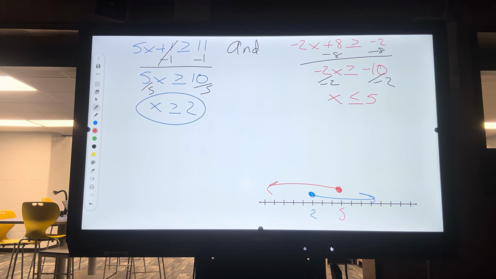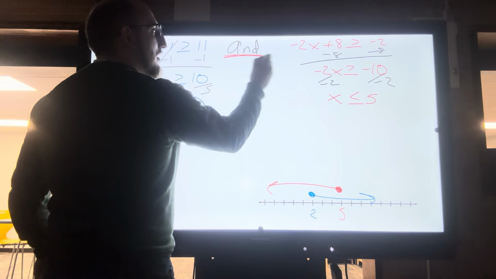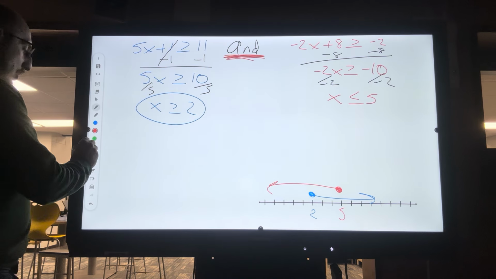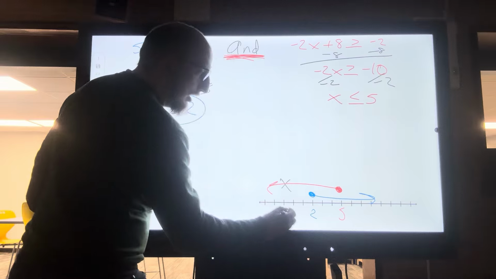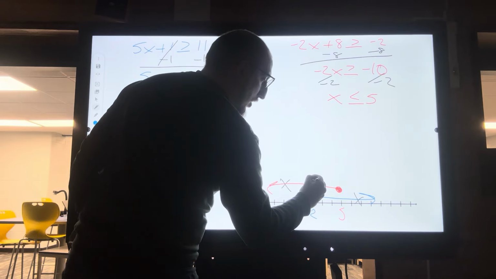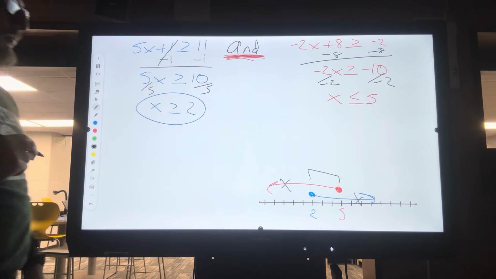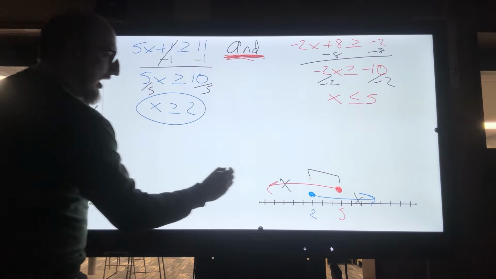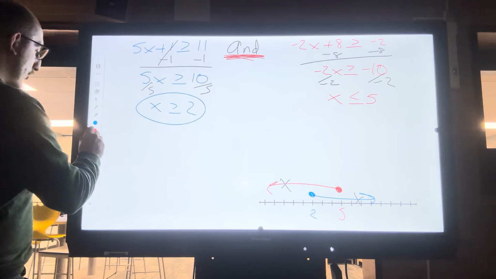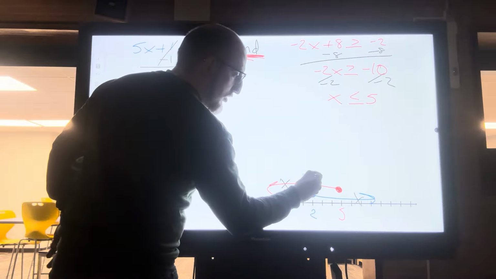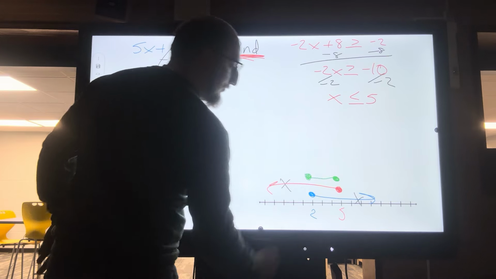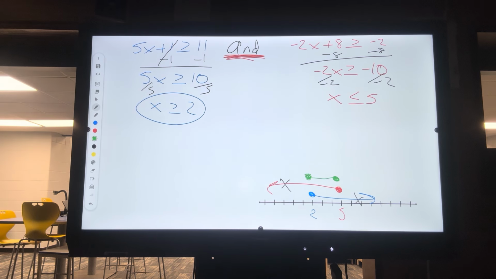Now, when you see the word and, it means where they overlap. So, we don't care about this part of the line. We don't care about this part of the line. We only care about this part. We only care where they overlap. So a better way to draw this would be put a dot at 2, put a dot at 5, and connect them. That is our valid solution. It is where our blue and our red overlap.